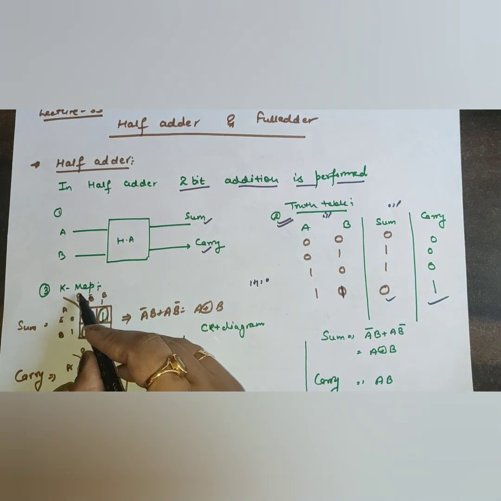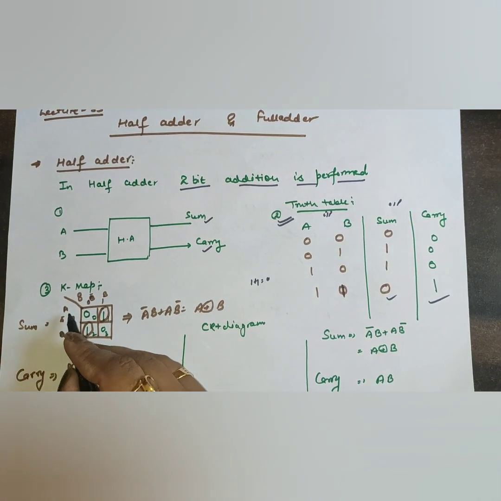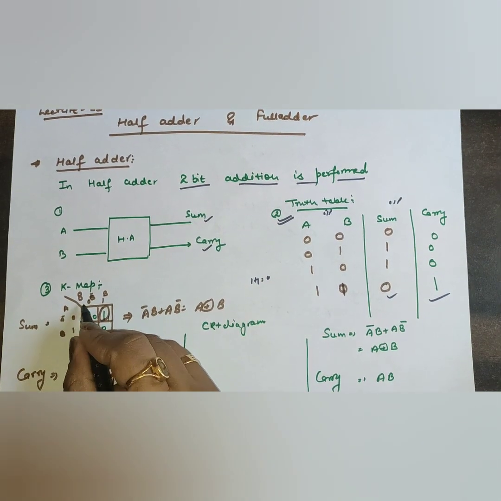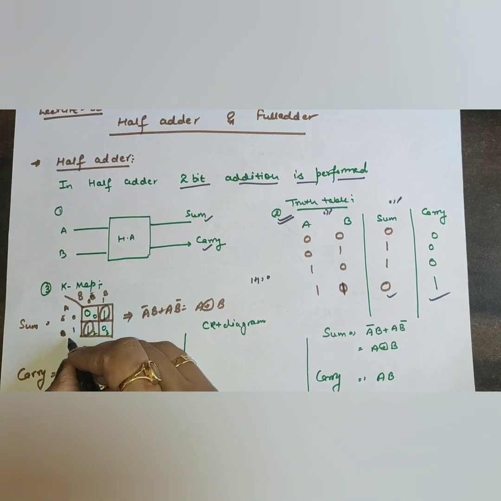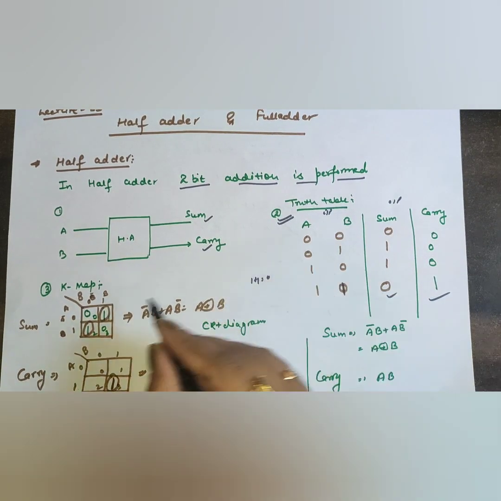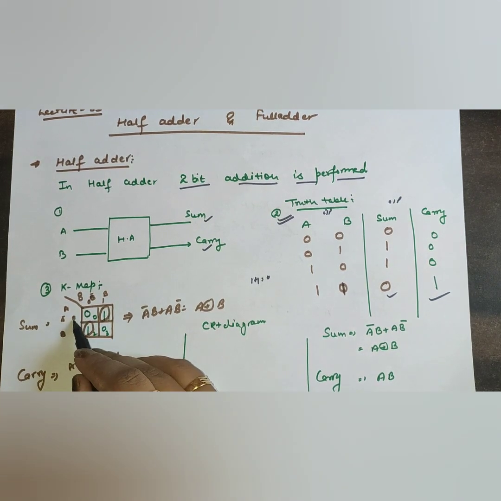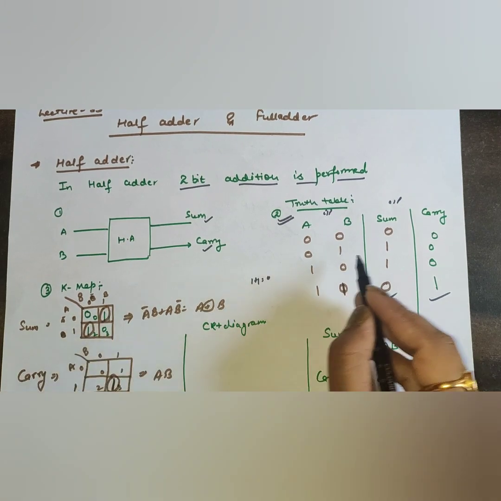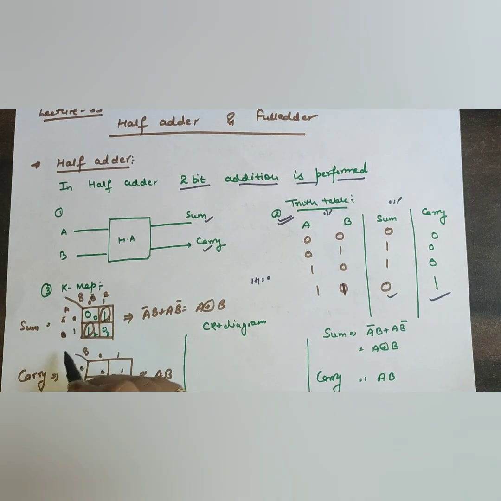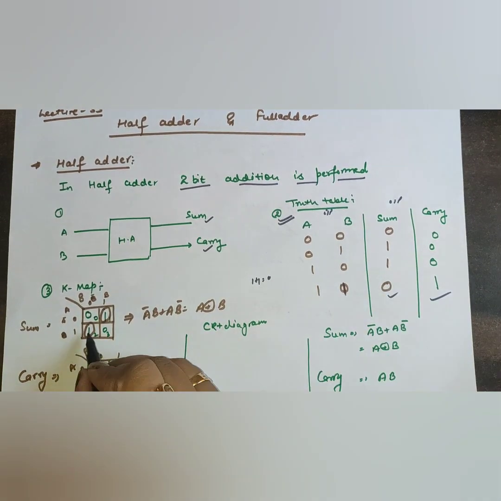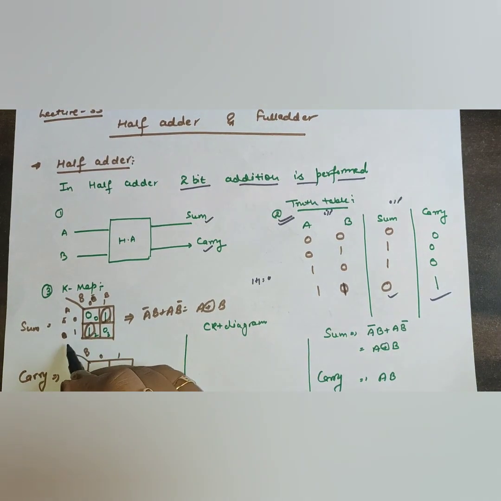So here we make the K-map for sum. It is a 2-variable K-map with A and B, with columns B bar, B and rows A bar, A. For A bar and B bar, that is 0 0, sum is 0. For A bar and B is 1, sum is 1, so I have written 1 here. Then A is 1 and B is 0, sum is 1, so we have written 1. Now A is 1 and B is 1, sum is 0, so we have written 0.